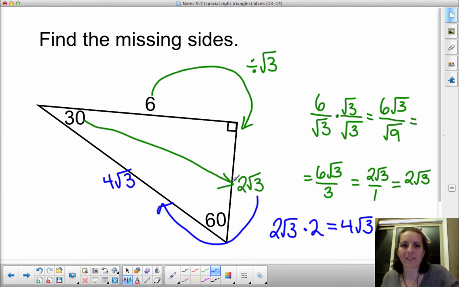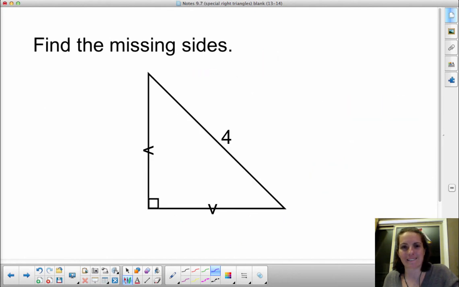So, let's try one more. I think this one I might let you try on your own. I think there's one more. Find the missing sides. Pause the video, come back and check it out.